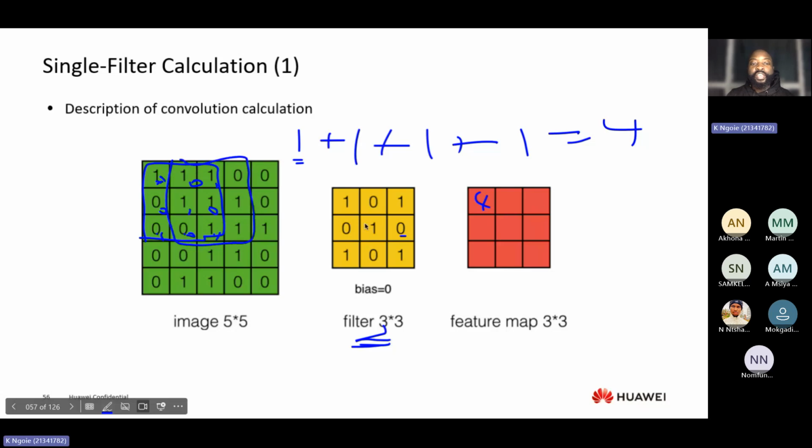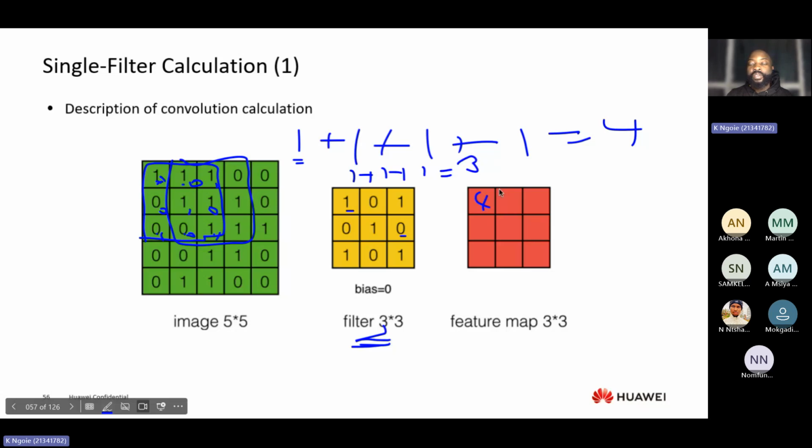We do the same thing. 1 times 1, we have 1. 1 times 0, we have 0. 0 times 1, we have 0. And then 1 times 0, 0. 1 times 1, 1. We have another 1 there. 1 times 0, 0. 0 times 1, 0. 1 times 0, 0. And then 1 times 1, 1. Plus 1. So the total here we got 3.